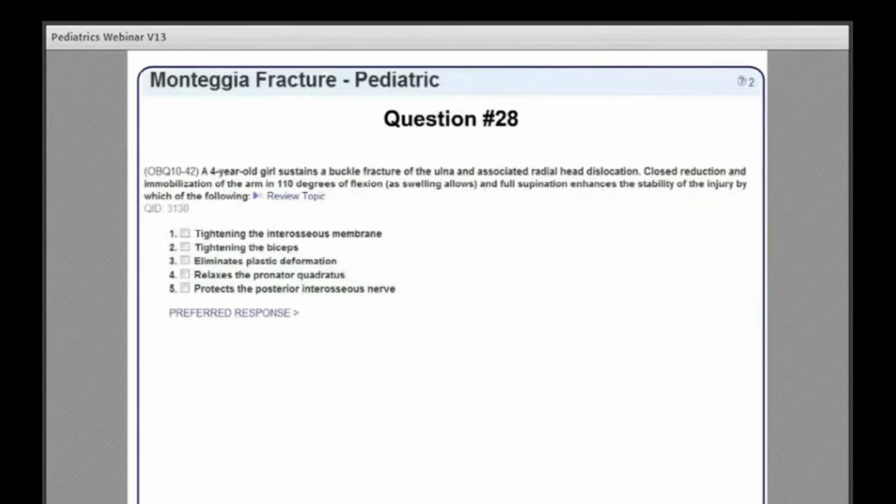Monteggia fractures. A 4-year-old girl sustains a buckle fracture of the ulna and an associated radial head dislocation. Closed reduction and immobilization of the arm in 110 degrees of flexion, as swelling allows, and full supination enhances the stability of the injury by which of the following: tightening of the interosseous membrane, tightening of the biceps, eliminating plastic deformation, relaxing the pronator quadratus, or protecting the posterior interosseous nerve.